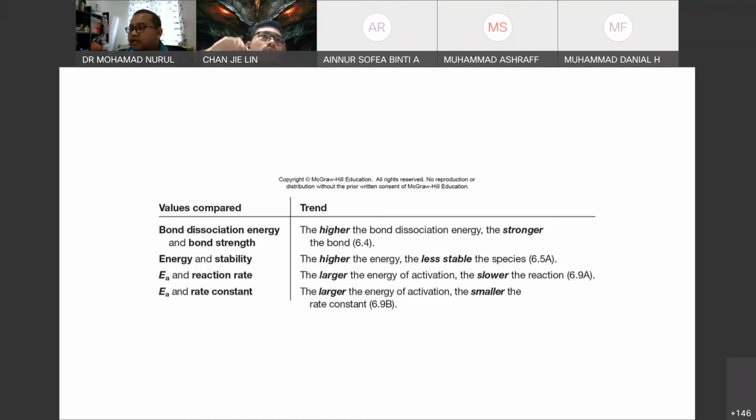So this is kind of additional notes about the bond dissociation energies, energy and stability, activation energy, rates of reactions, rate constants. This is kind of summarized, that you will find in your lecture notes and also the books, okay.